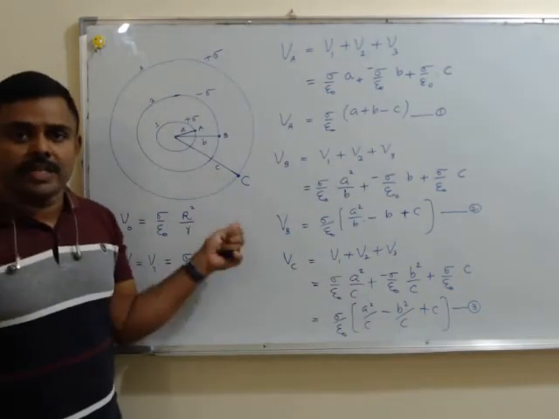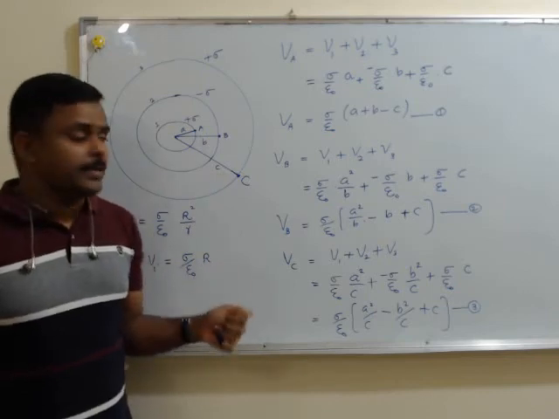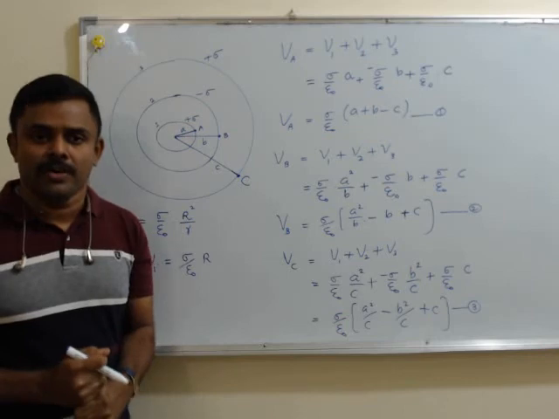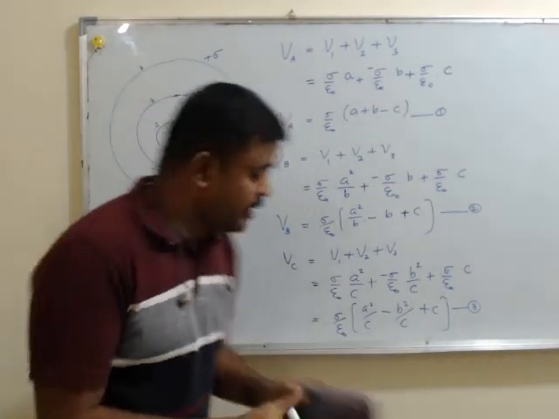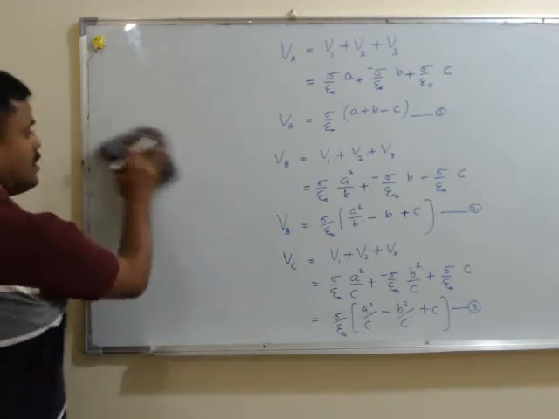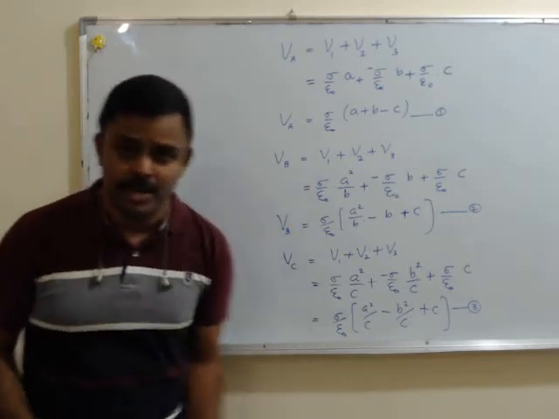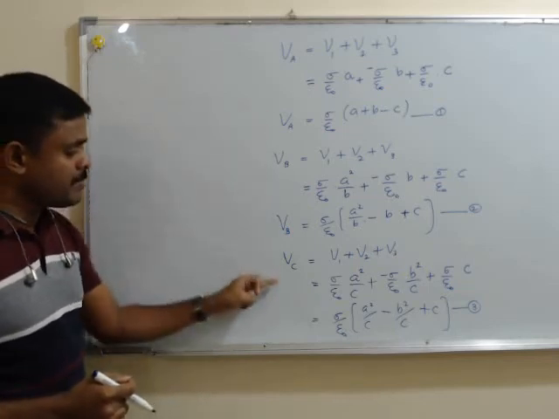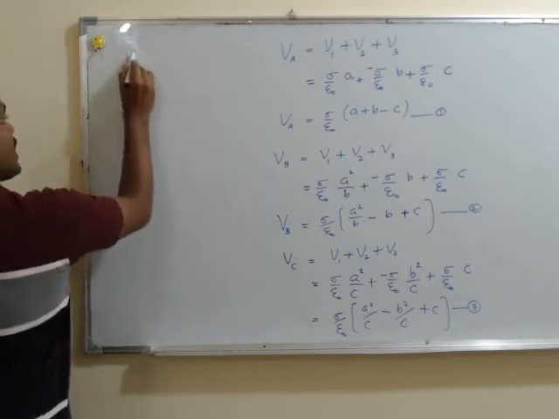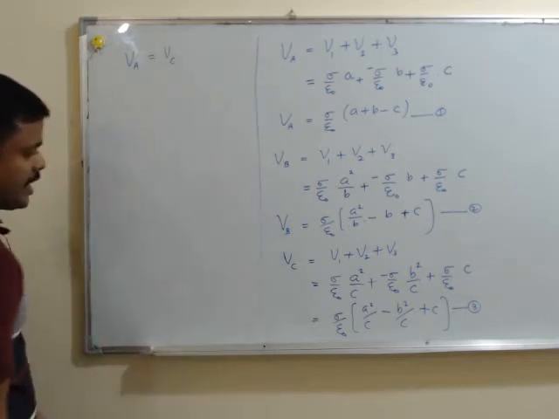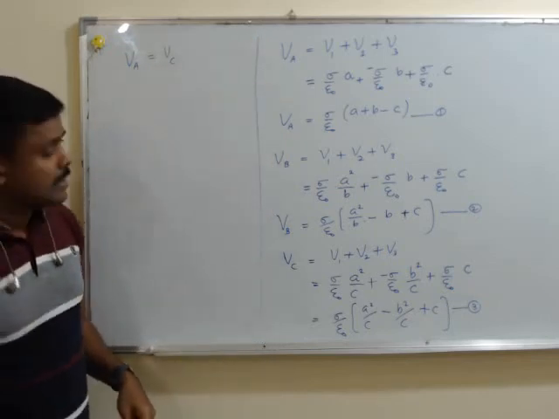The question is to find the potentials at A, B and C, which are the surface points of all the spheres. Now, there is a second part in which they ask you to find a relation between small letter A, small letter B, small letter C, provided potential at A is same as potential at C. So they have given a condition here. So I'm going to put the values here.